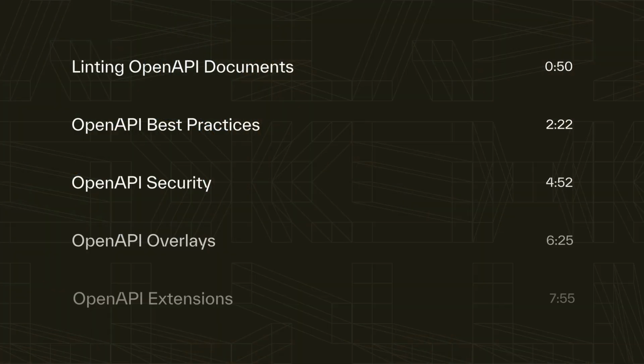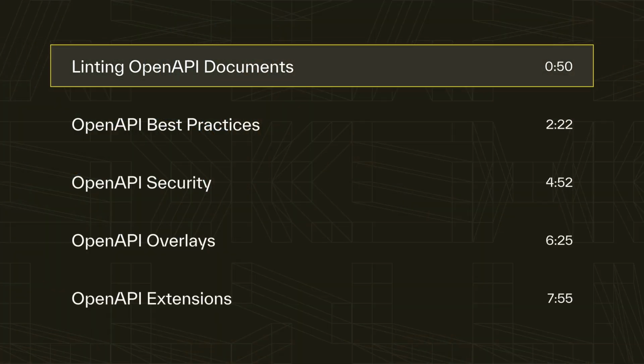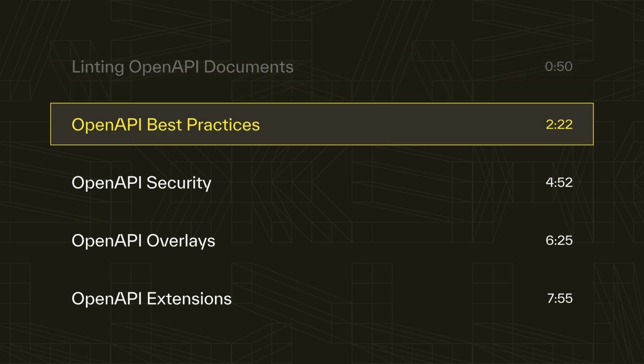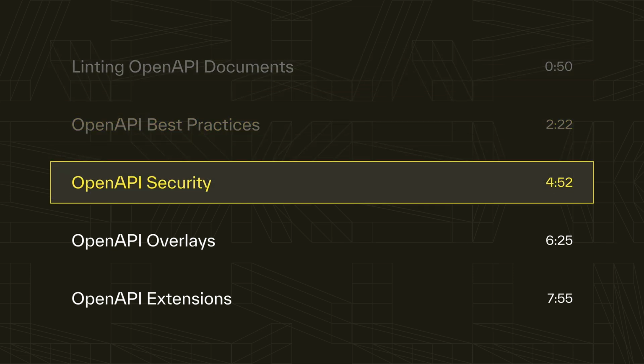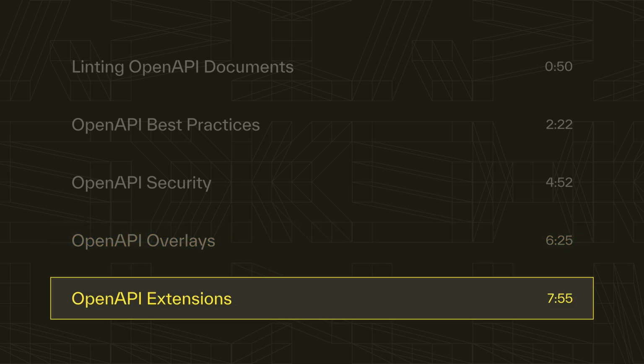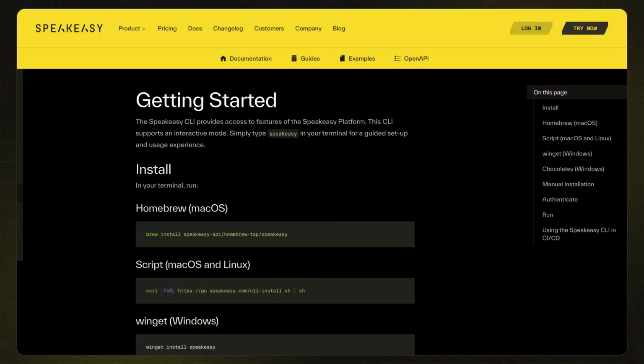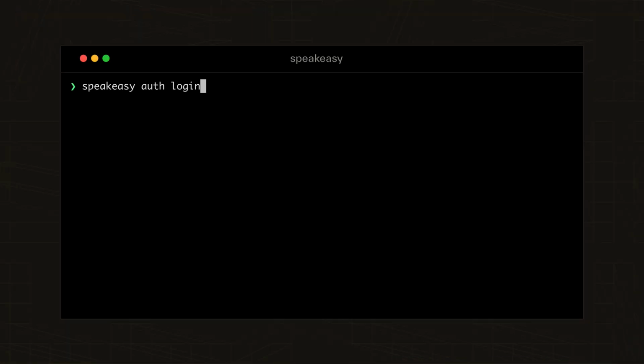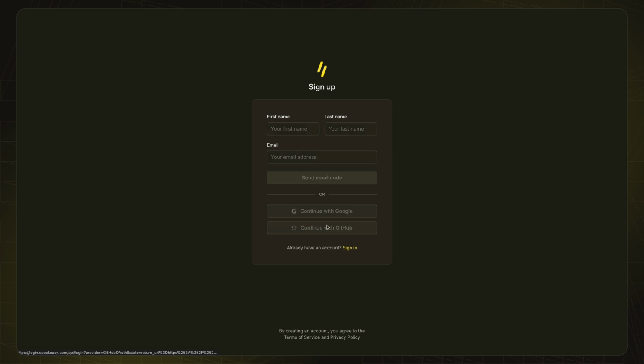In this video, I'll be covering linting OpenAPI documents, OpenAPI best practices, OpenAPI security, overlays for extending OpenAPI specs, and extensions for Speakeasy-specific customizations. If you haven't already, install the Speakeasy CLI, then run Speakeasy auth login to create your account. It's free to sign up and no credit card is required.